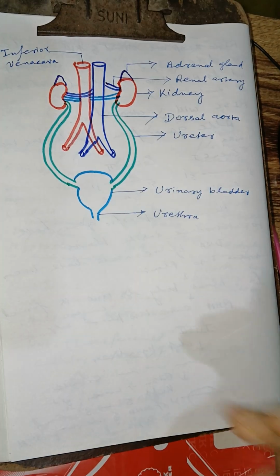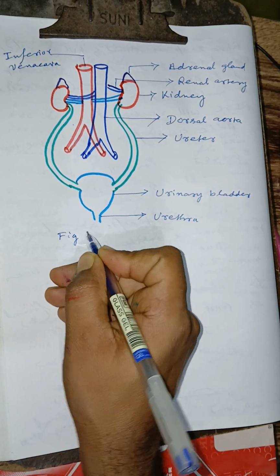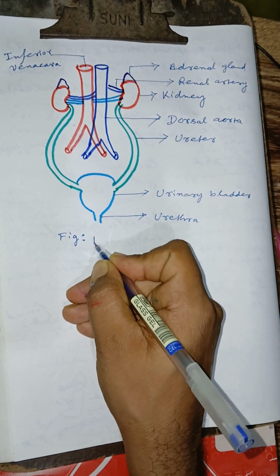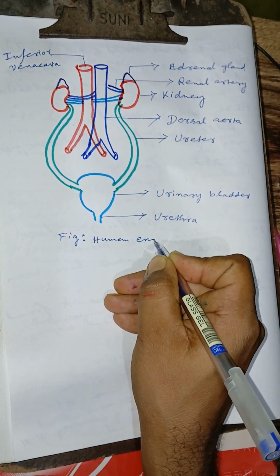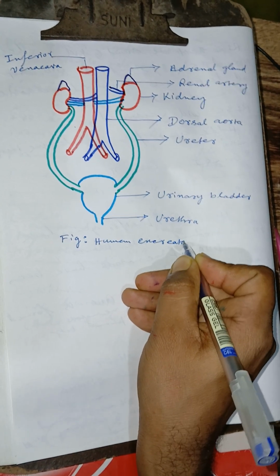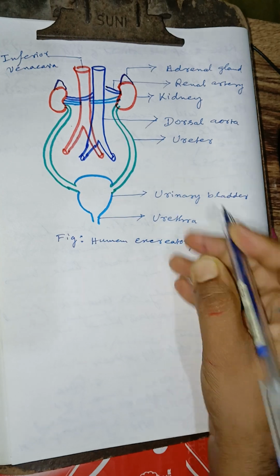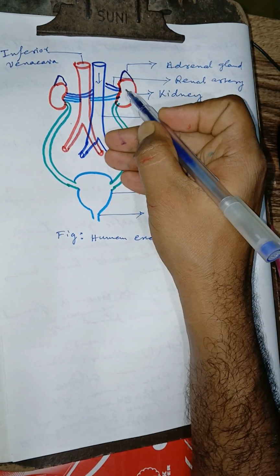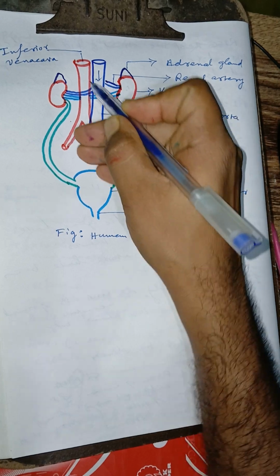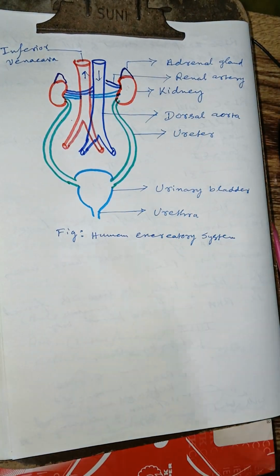Okay, so student, I hope you understood the structure of the human excretory system. This is the figure of the human excretory system. In that way blood enters and is purified here, and in that way the purified blood goes back to our body.